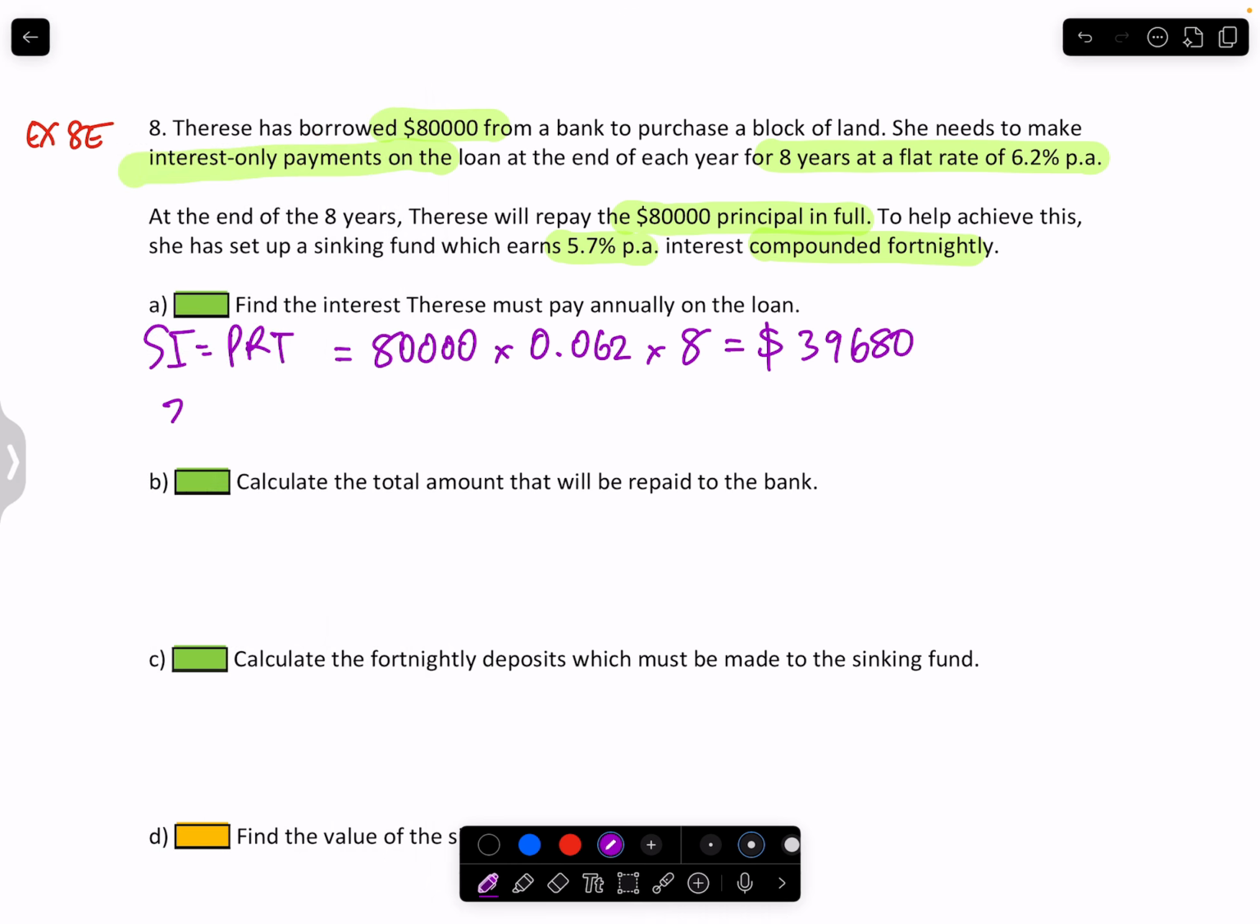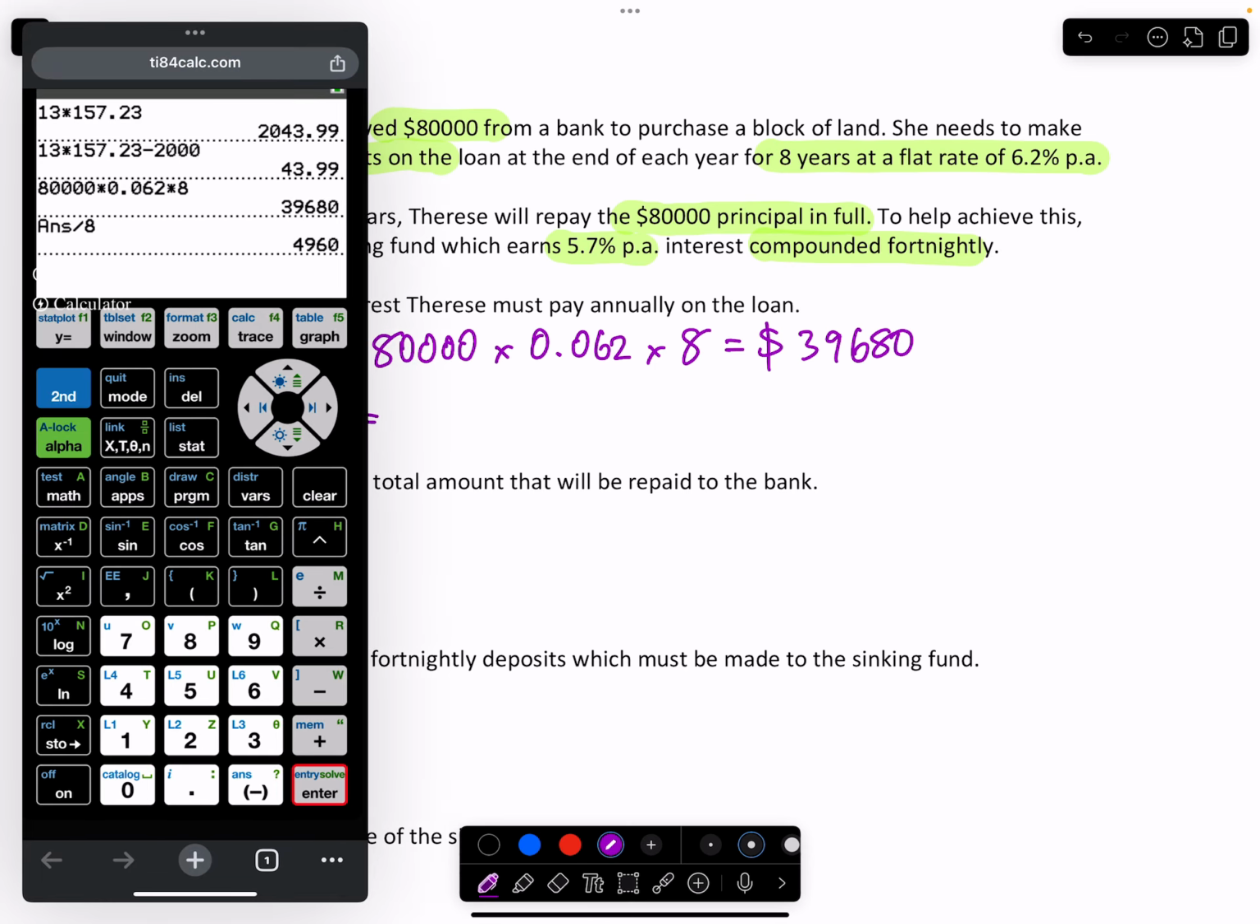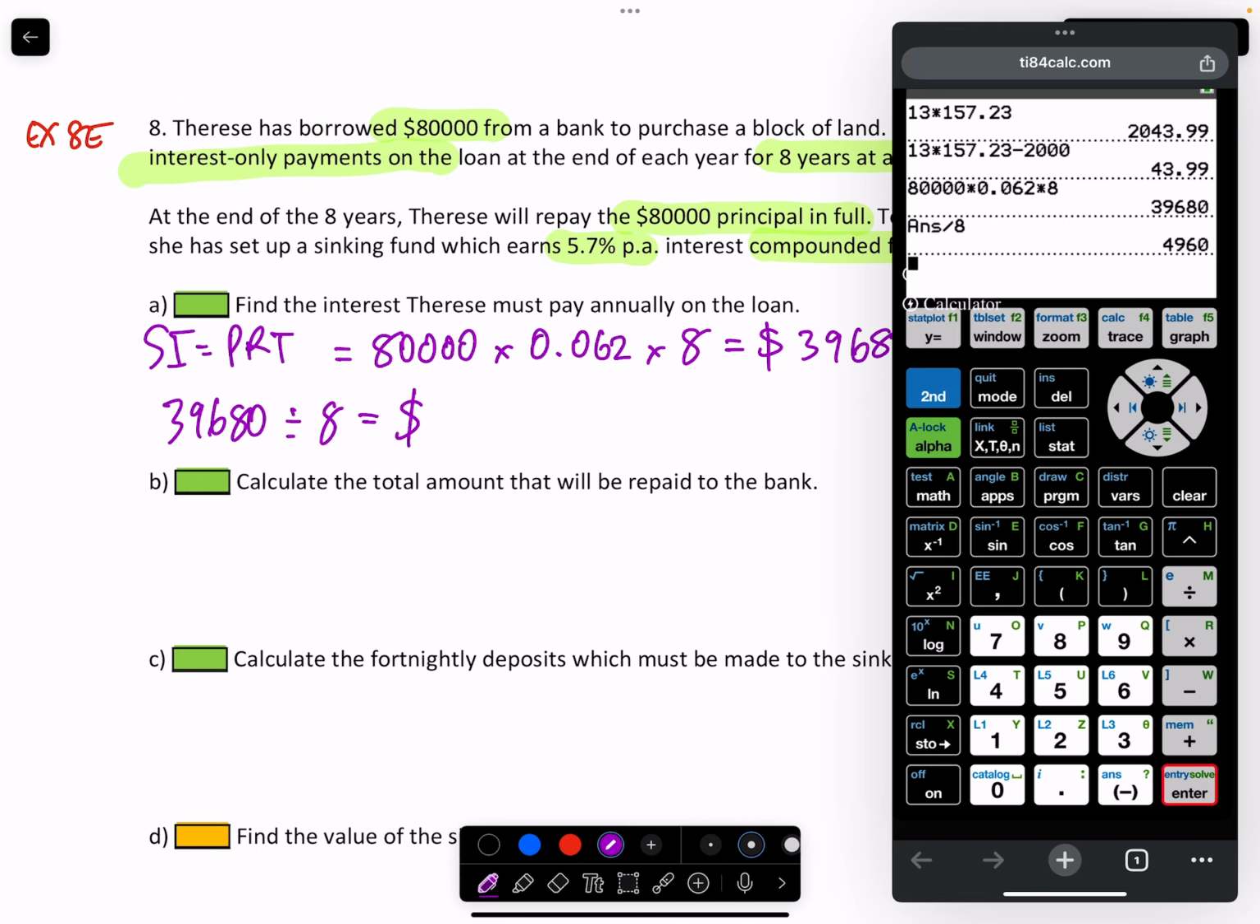So $39,680 divided by the 8 years for annually, divided by 8, that's going to be $4,960 interest annually.